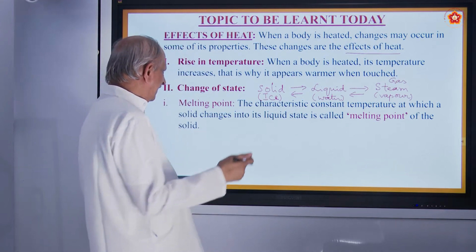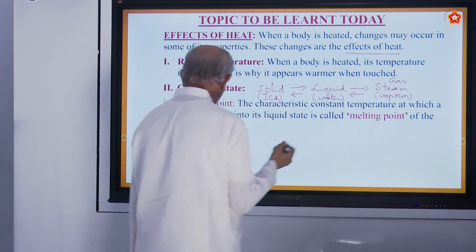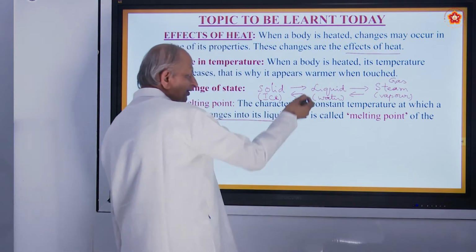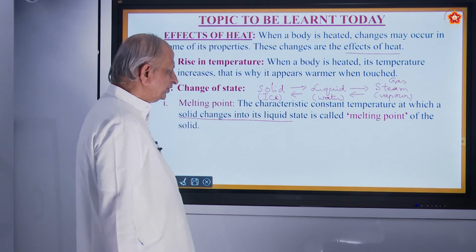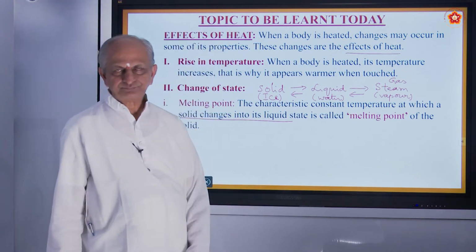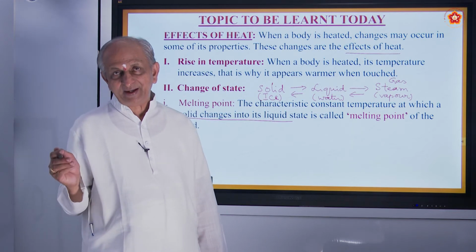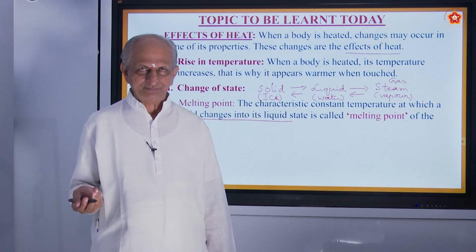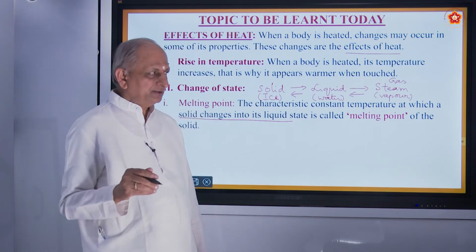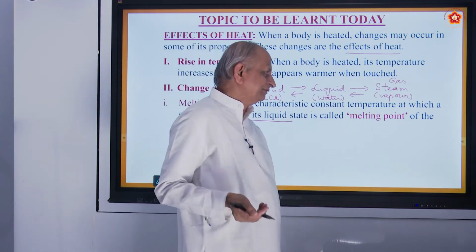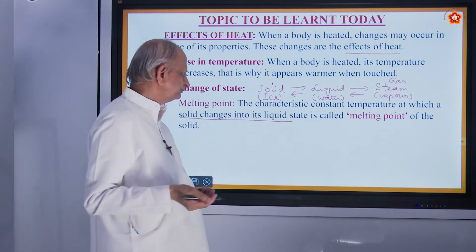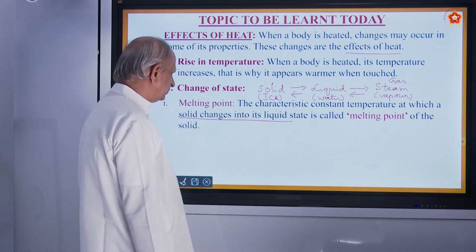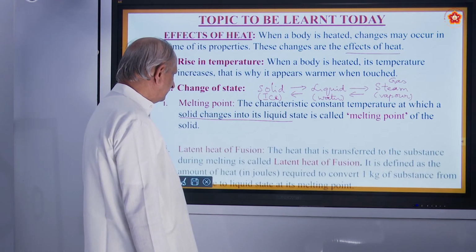So the characteristic constant temperature at which a solid changes into liquid, just now I was telling you, is called the melting point. Of course, melting may start at any moment. Once you give some heat to a substance, it starts melting. But the melting point is where it completely changes from solid to liquid. So that temperature, for a complete change from solid to liquid, is called the melting point of a given substance.